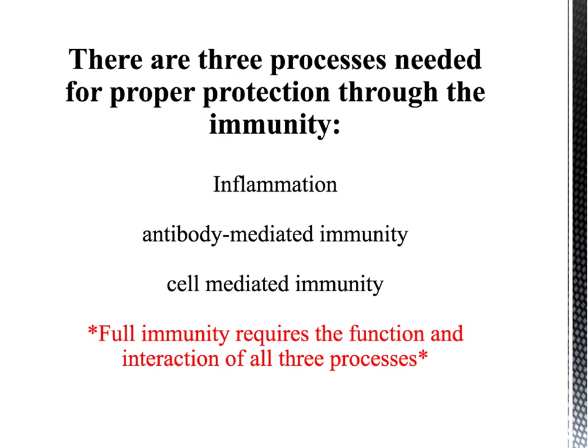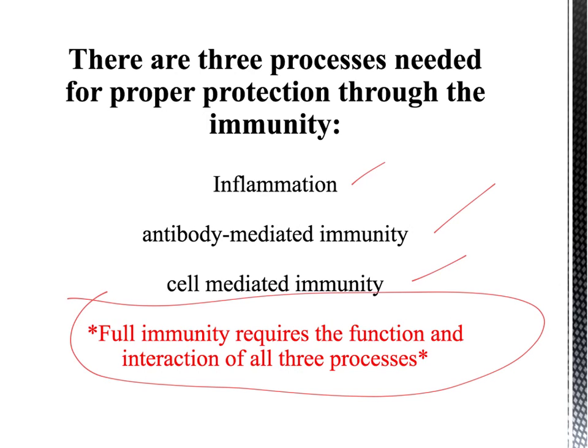Having an immune system that is working properly, the term is called immunocompetence. If all of our special forces are working like they should, we are deemed to be immunocompetent. But to be immunocompetent, it means that all the special forces are working. So we need the inflammation, the antibody-mediated immunity, and cell-mediated immunity to all be functioning as they were meant to be. And again, just to reiterate, full immunity requires that all of these are working well and together. And we'll talk about these separately as the slides go on.